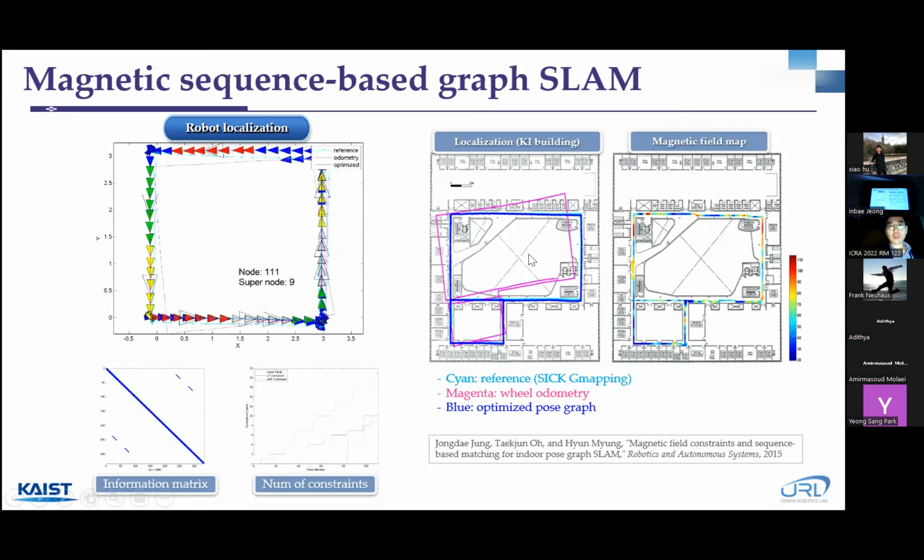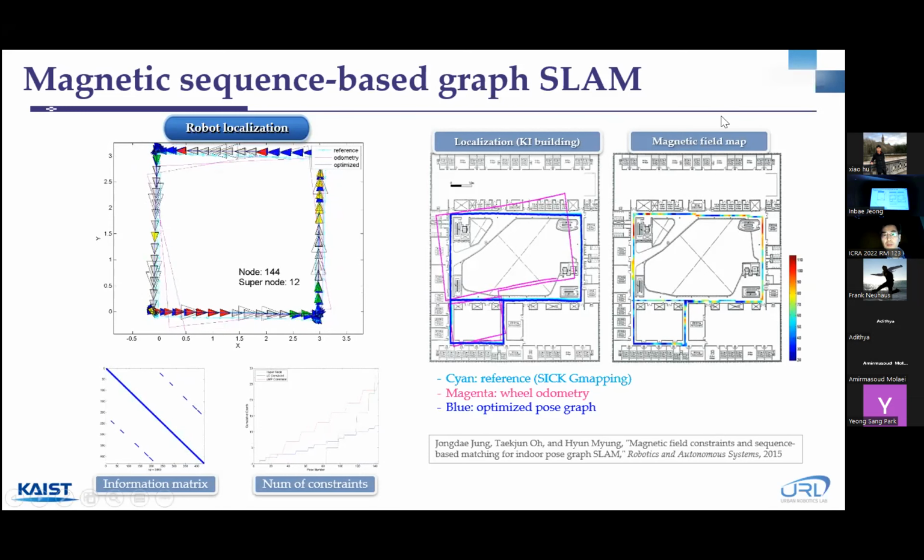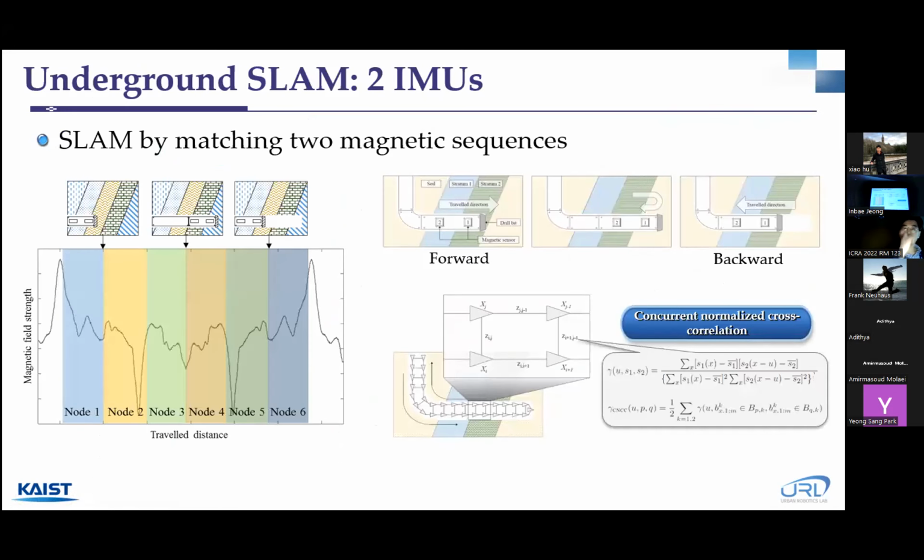You can compare on the right side, we have the SIG LiDAR. You can see the cyan color from the SIG LiDAR and blue color from the optimized pose graph from our method. So they actually coincide quite closely. So we have tried to use this method for underground SLAM. In the underground situation, we don't have any data available using the vision or the LiDAR sensors. So we have tried to use the magnetic sequences, and by matching two magnetic sequences from two IMUs, from the front side and the rear side of the vehicle, we can have the SLAM technologies here.